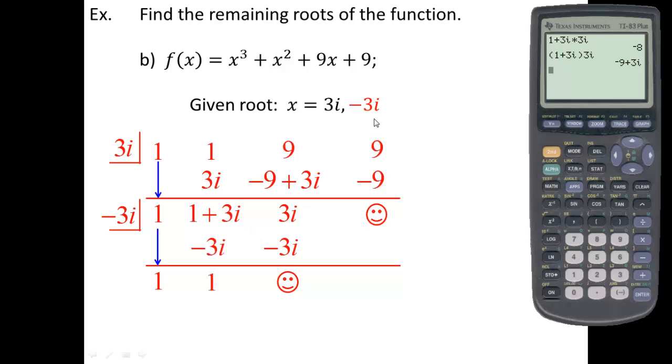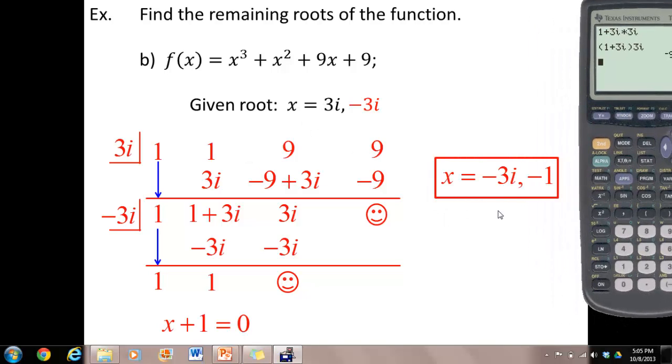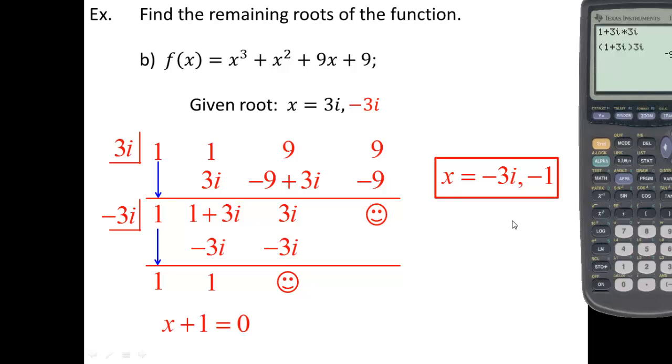So 3i and negative 3i are roots, and my remaining root is going to be found from this guy, x plus 1. 1x plus 1. Set it equal to 0 and solve for my remaining root of negative 1. So my given root was 3i. My remaining roots were negative 3i and negative 1.